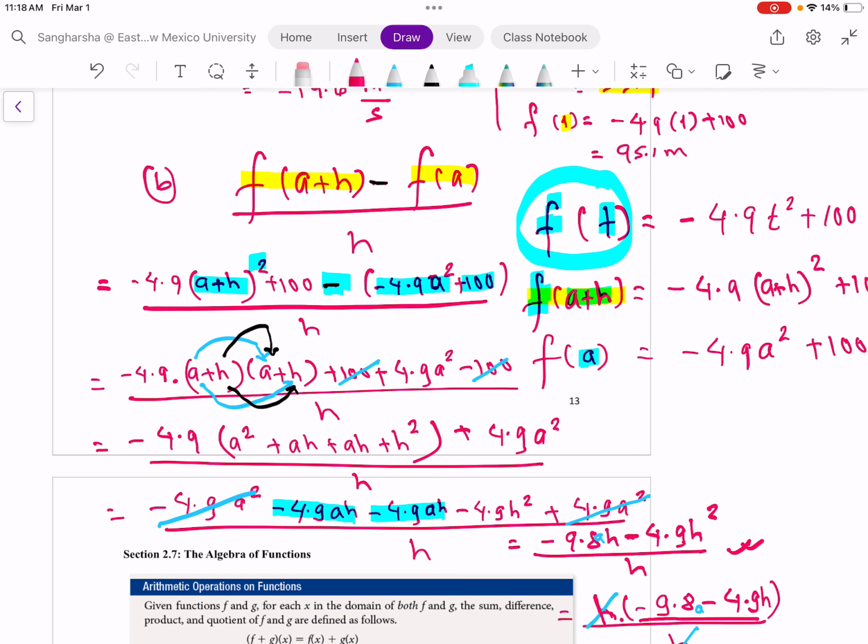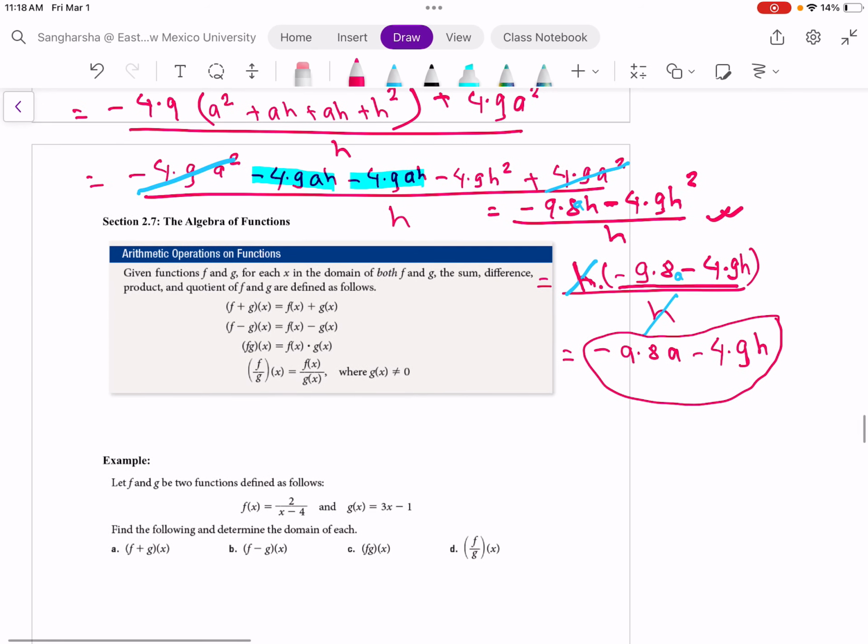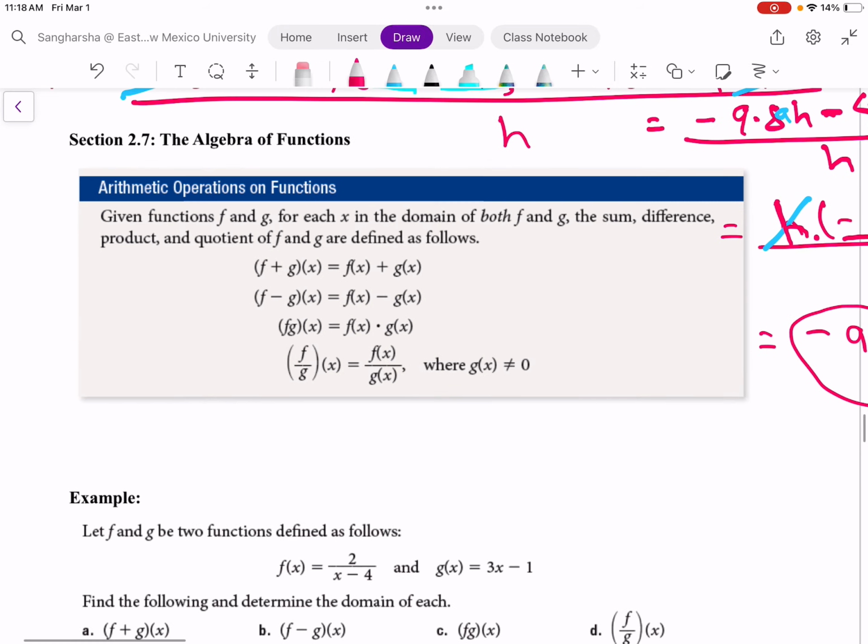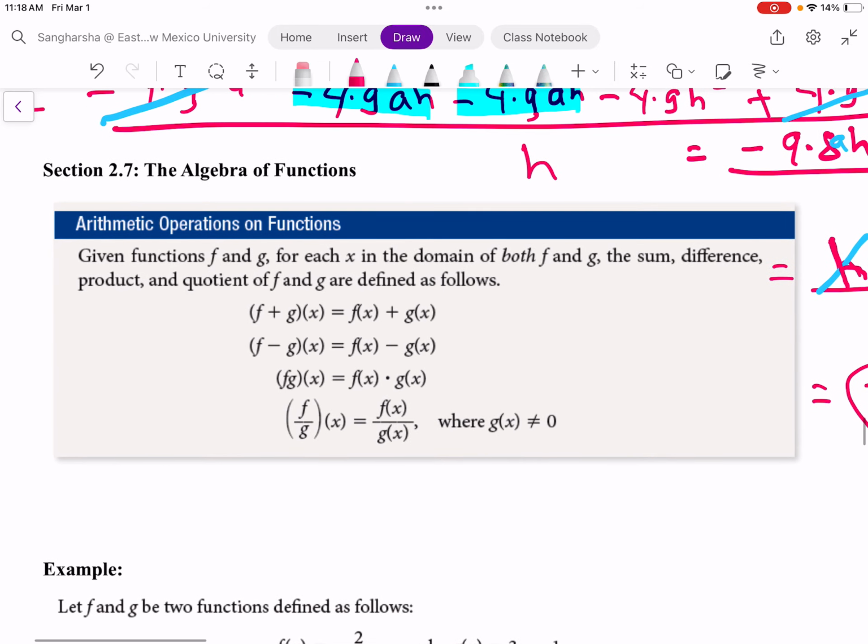So let's go ahead and do section 2.7. The 2.7 is not difficult, it's an easy one. Now let's consider we have two functions. We have a function f and a function g, and for both functions our domain is x. Now we will try to find the sum of these two functions, the difference, the product and the quotient.